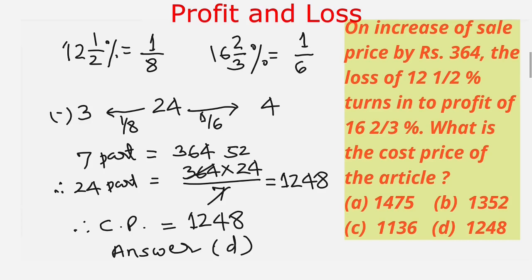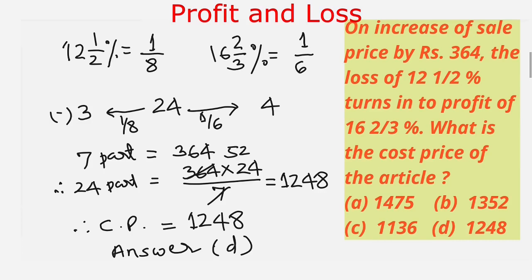As we see, 12.5% is 1 upon 8, and 16 and 2 upon 3% equals 1 upon 6. It means that the given option must be divisible by both 8 and 6, and from the given options only option D is divisible by both 8 and 6. Hence our answer is option D. This way we can solve it by observation.